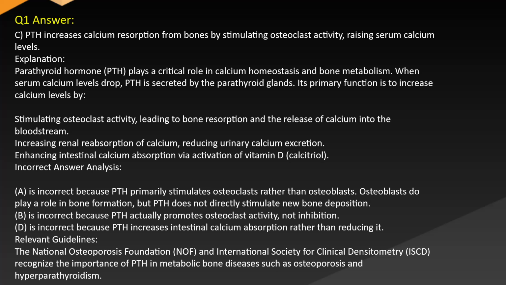Incorrect answer analysis. A is incorrect because PTH primarily stimulates osteoclasts rather than osteoblasts. Osteoblasts do play a role in bone formation, but PTH does not directly stimulate new bone deposition. B is incorrect because PTH actually promotes osteoclast activity, not inhibition. D is incorrect because PTH increases intestinal calcium absorption rather than reducing it. Relevant guidelines. The National Osteoporosis Foundation (NOF) and International Society for Clinical Densitometry recognize the importance of PTH in metabolic bone diseases such as osteoporosis and hyperparathyroidism.